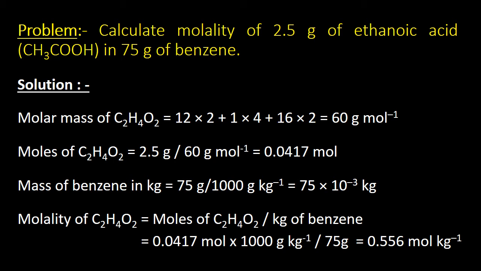0.0417 mole. Mass of benzene, that is the solvent, in kg is equal to 75 gram divided by 1000 gram per kg, which will be equal to 75 into 10 to the power minus 3 kg. Finally, molality of ethanoic acid can be calculated as number of moles of ethanoic acid divided by kg of benzene. That will be finally equal to 0.556 mole per kg.